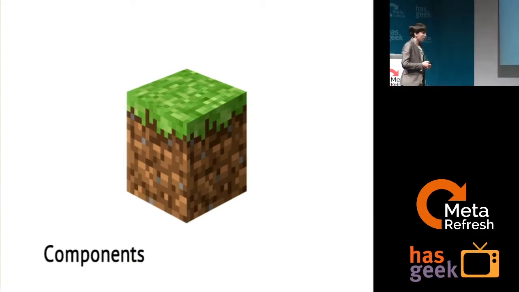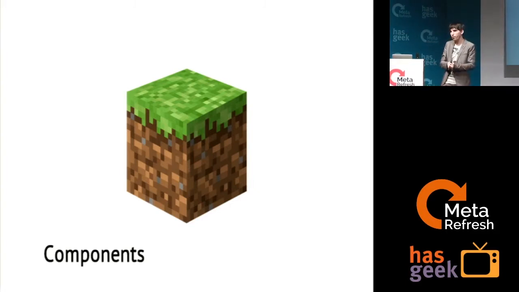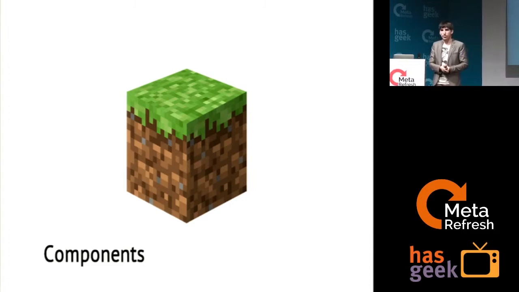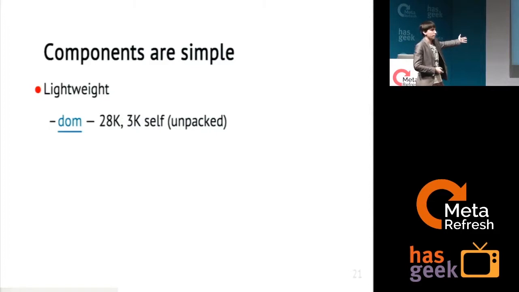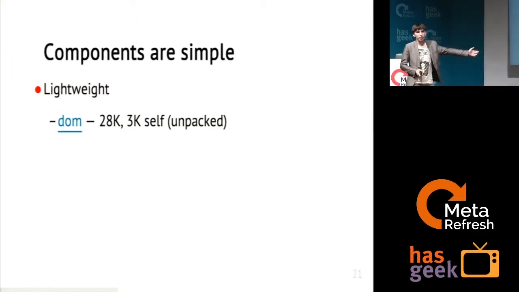Okay, then a component is just one simple function or a few of them. And components can consist of other components and be a part of a bigger component. Components are simple, like this equation. They are lightweight. For example, there is a DOM component which provides jQuery-style DOM manipulation and event management, and it's only 28 kilobytes uncompressed.